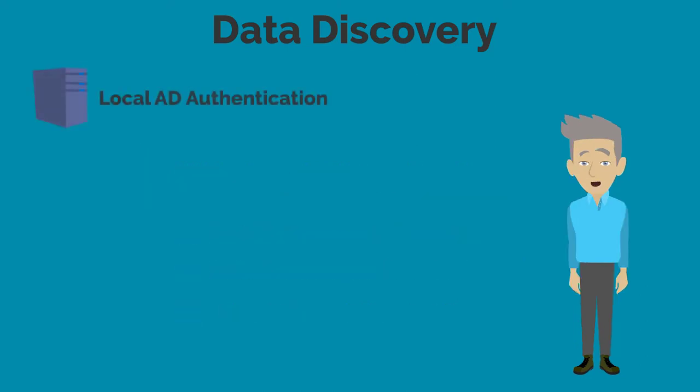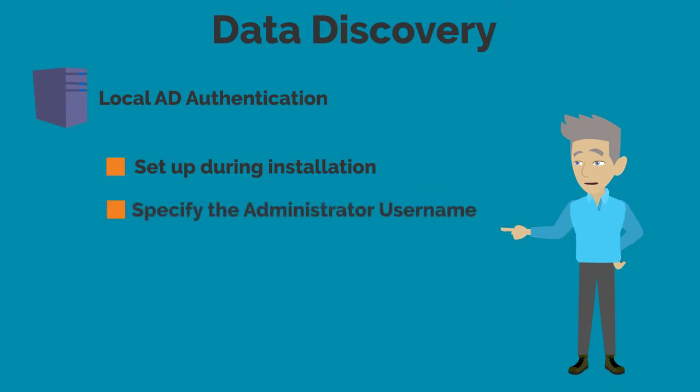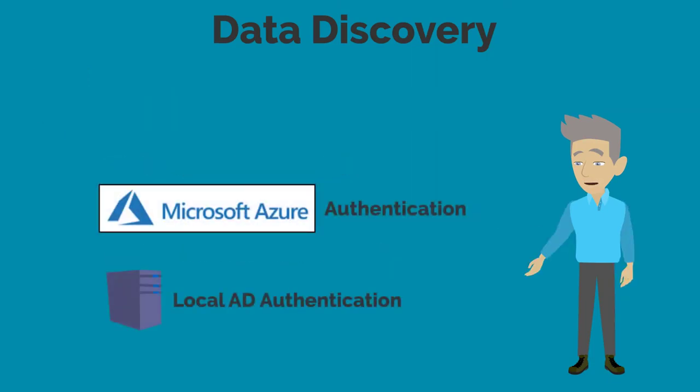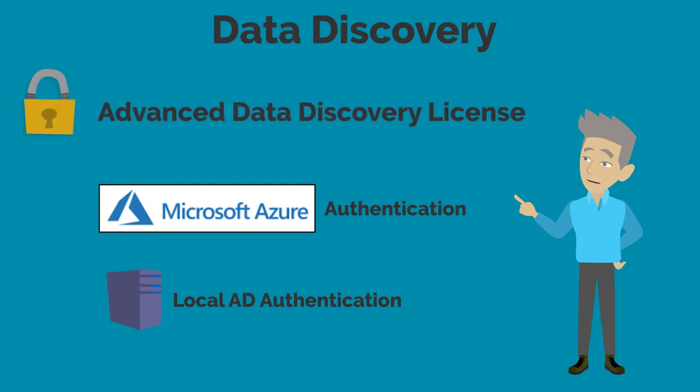You set up a local AD authentication while you install Data Discovery. Specify the administrator username that manages the Data Discovery site. You indicate whether you use Azure AD Authentication or local AD Authentication while you install Data Discovery. To use this feature, you must have an Advanced Data Discovery license.